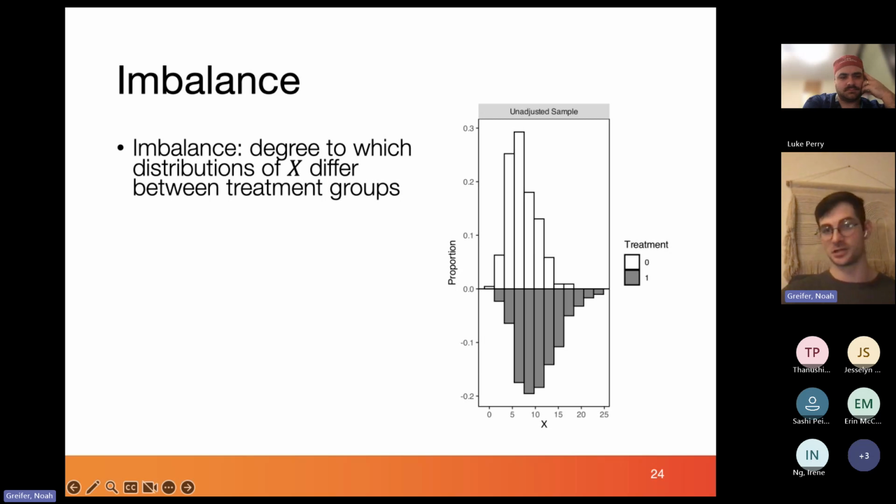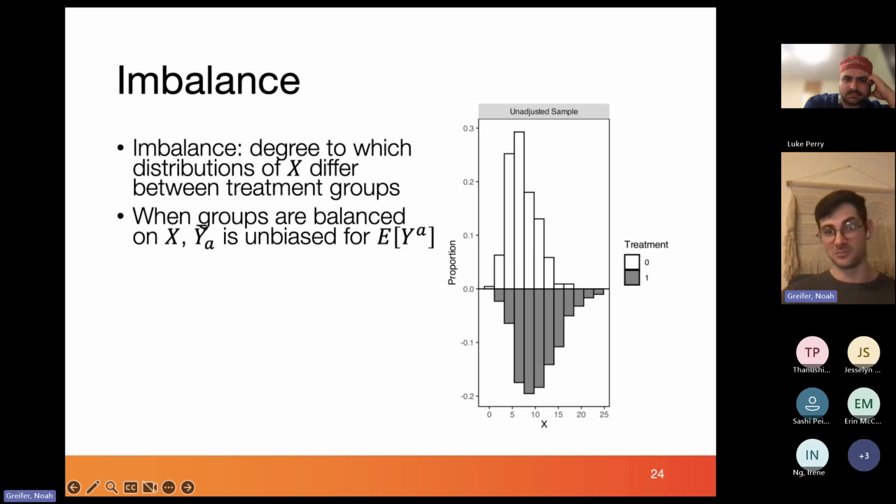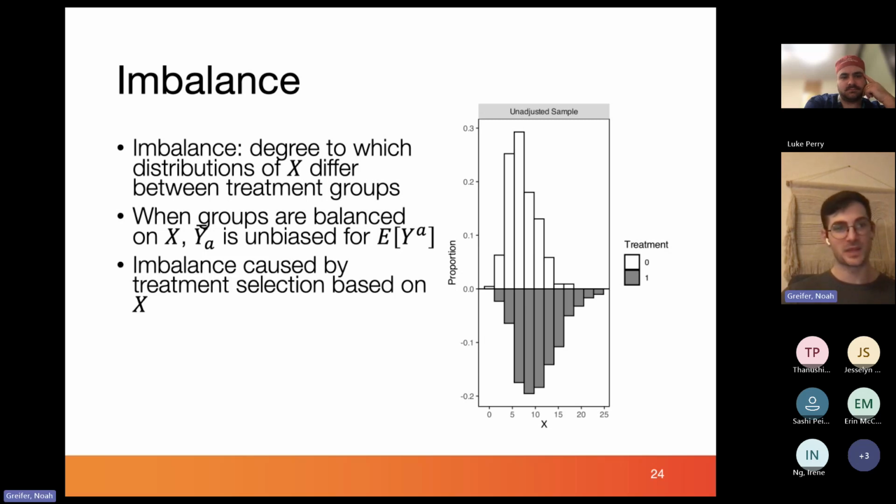Imbalance is the degree to which these two distributions differ from each other. We can see that for high levels of X, only treated units are present. And that in general, the distribution of X is shifted to the right for the treated units compared to the control. When groups are balanced on a variable, which is to say they're not imbalanced, then the mean of the variable in that group is unbiased for the expected potential outcome.